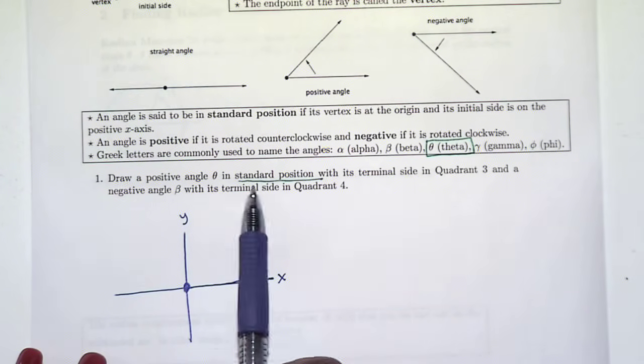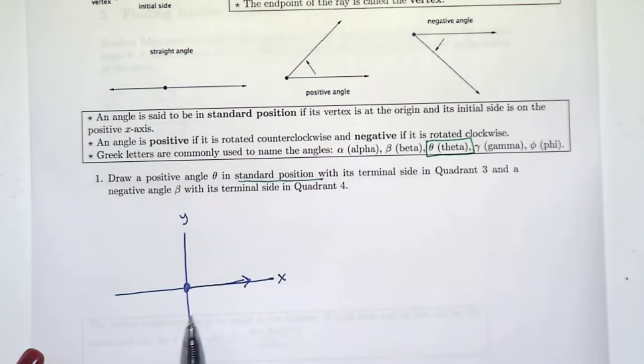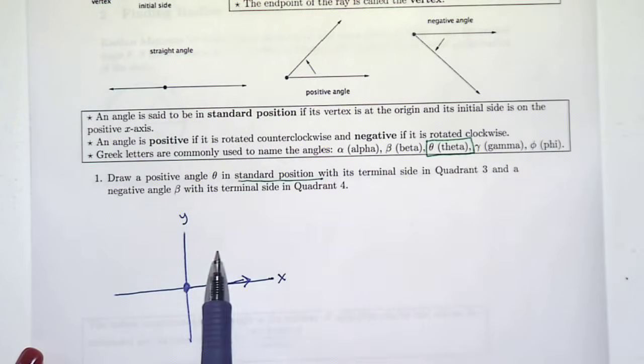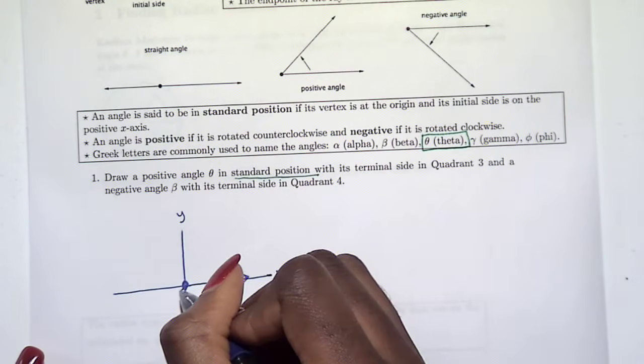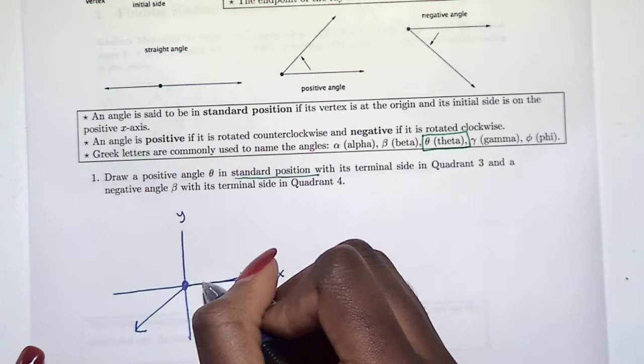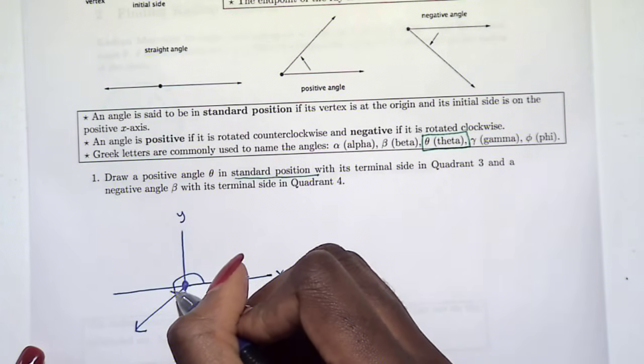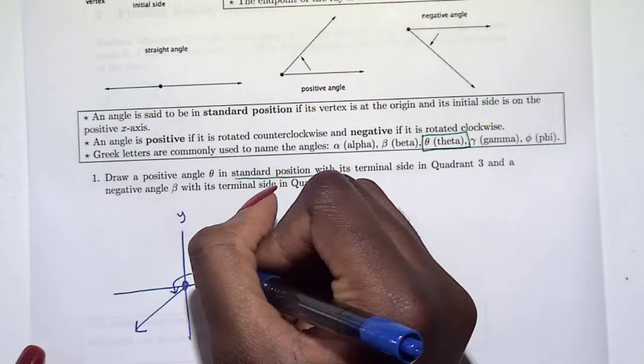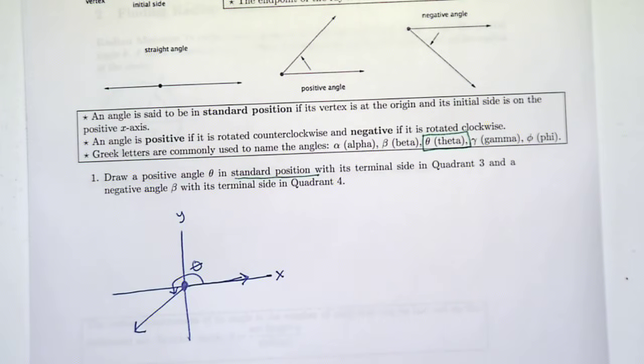And so we want a positive angle, so we want to go around this way, counterclockwise. And the terminal side needs to be in quadrant 3, so 1, 2, 3. So we want to end it somewhere over here. So from here all the way over is our angle theta. So this is a positive angle, it's in standard position, and its terminal side is in quadrant 3.